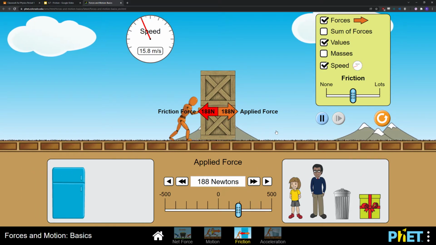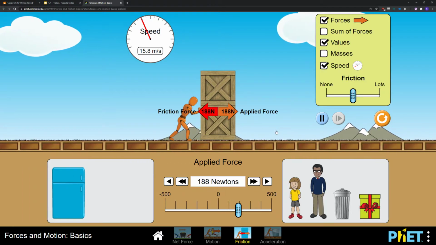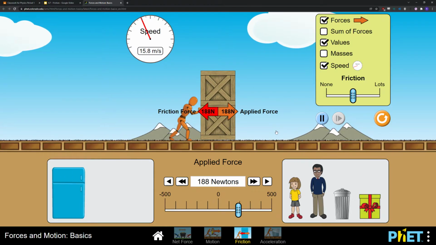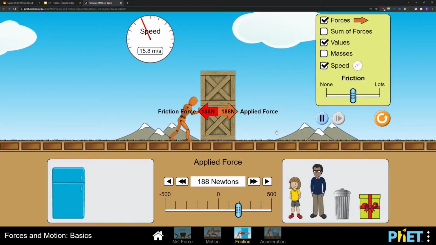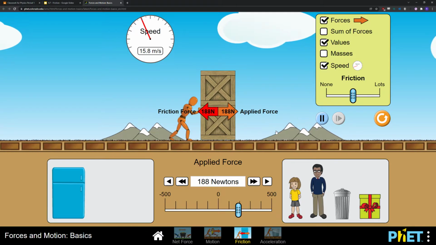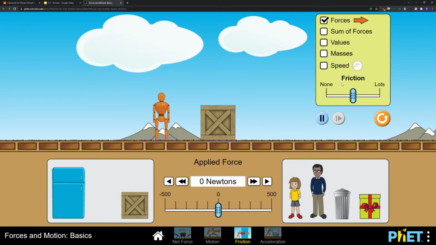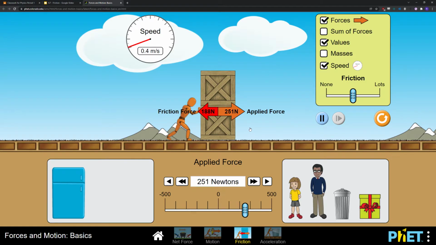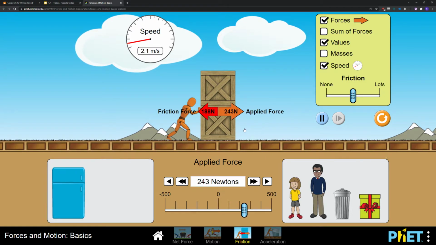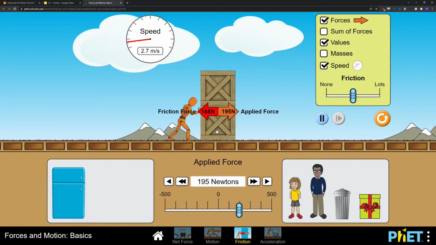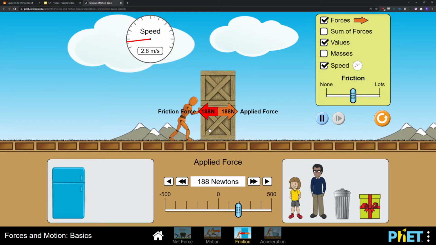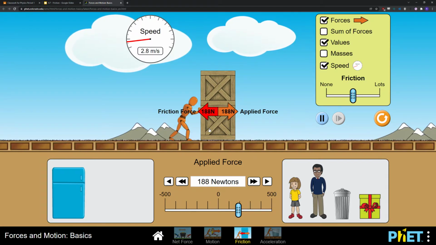And therein lies the difference between static and kinetic friction. You need a greater force to get an object to move, whereas once it's moving, you don't need to apply as much force anymore. In the beginning, we needed to apply a force greater than 250 to even get it moving. But once we cross this threshold, we can reduce the amount of force we need to keep the object in motion. We can lower the amount of force we require. All right.